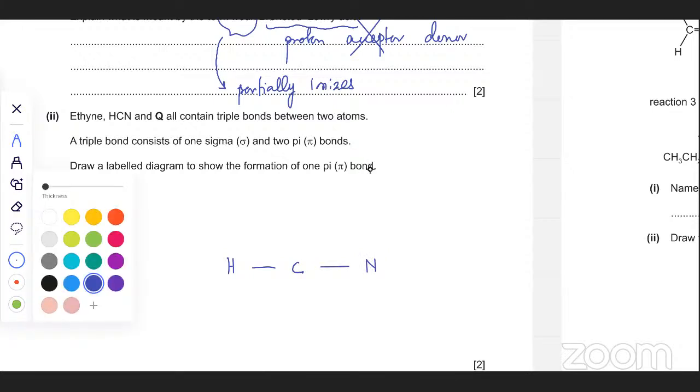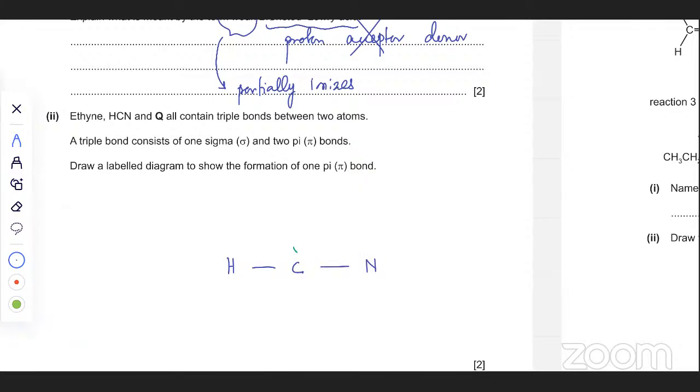What happens is carbon has a p orbital, and N also has a p orbital. Both of the p orbitals need electrons. They are partially filled. So if they are partially filled, they start to overlap and they start to share electrons. So that is a pi bond. Electron density lies above and below the axis connecting the two nuclei.